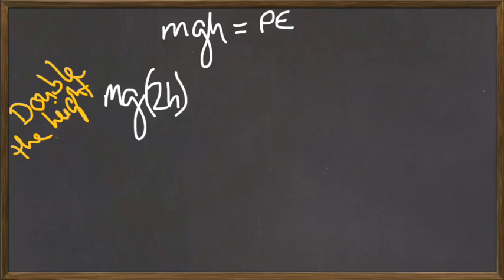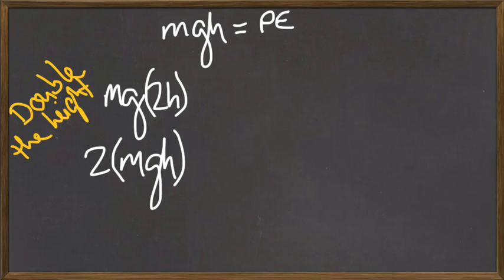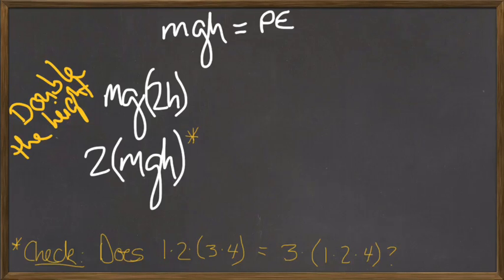Now, all I'm going to do is move that 2 to the left. So now I'm saying that mg times the quantity 2h is equal to 2 times the quantity mgh. If you don't believe me, check. Does 1 times 2 times the quantity 3 times 4 equal 3 times the quantity 1 times 2 times 4? I'll leave that up to you to figure out.